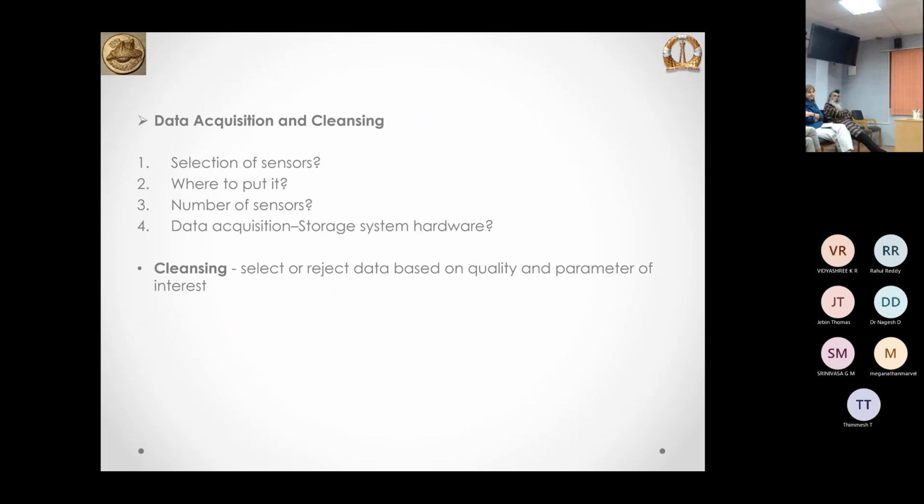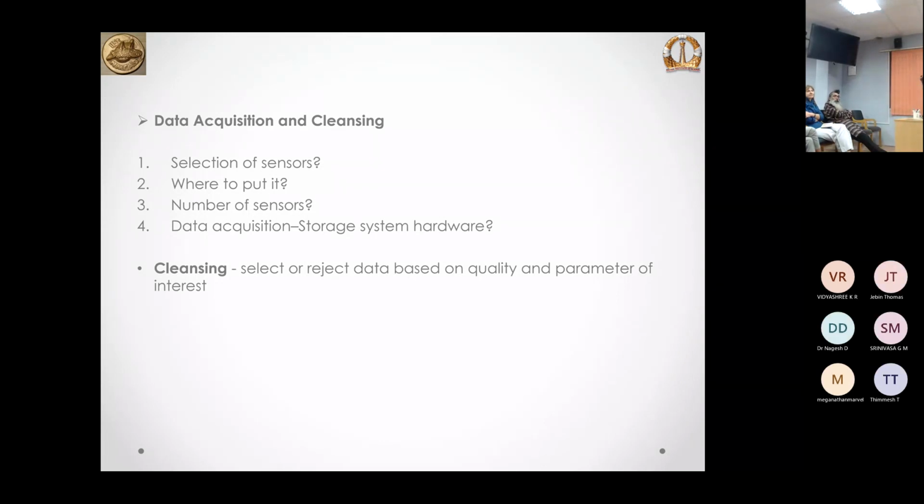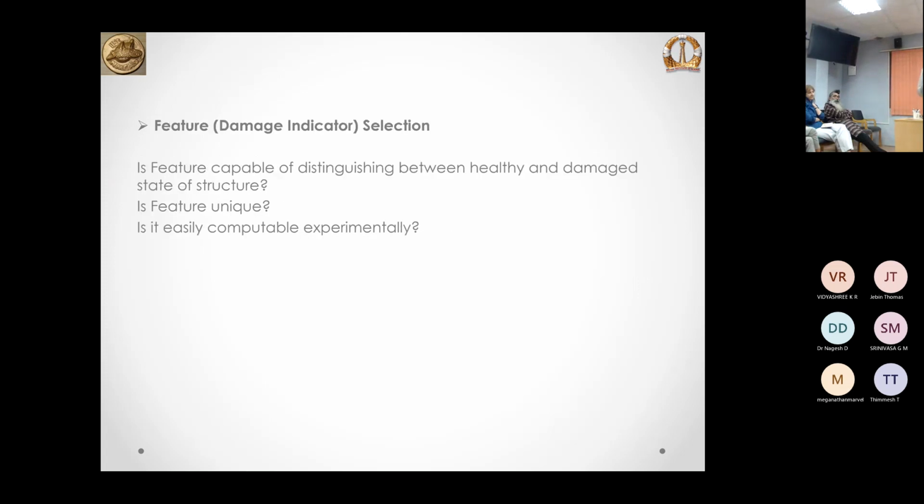Second thing is the data acquisition and cleansing. Here we have to answer about the selection of sensors: what sensors have to be used, what's the sensitivity, the quality, and where to put them. That's very important. The location of sensors and the number of sensors also. And the storage system hardware and cleansing. Once we get the data, how to select or reject the data, how good is the data. All this we have to answer at this stage.